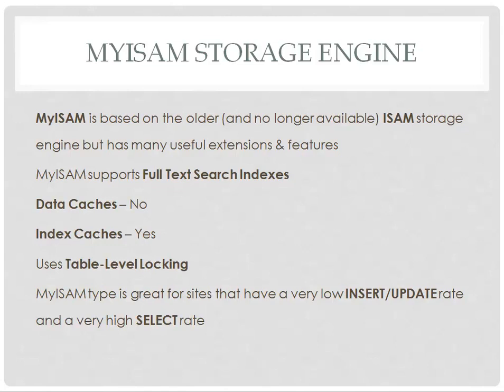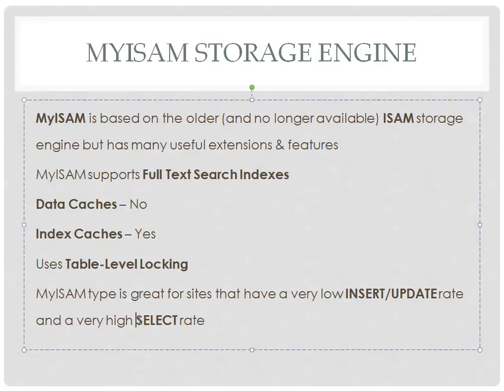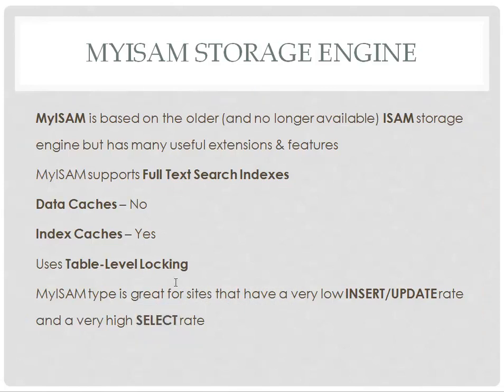And there are ways you can enable full text search on InnoDB as well. No data cache, but it does have an index cache. It uses table level locking. InnoDB uses row level locking, which has better performance. But MyISAM is great for sites that have a very low insert and update rate and a very high select rate. All right, so it's optimal if you have a database that you're going to be just getting data from and displaying. That performs better than inserting data or updating data.